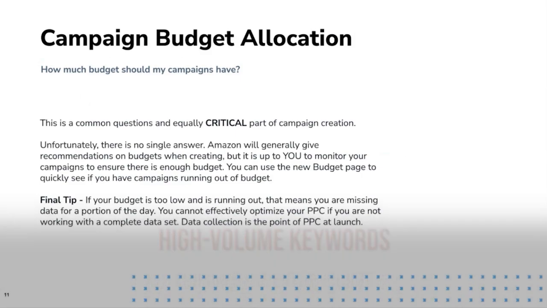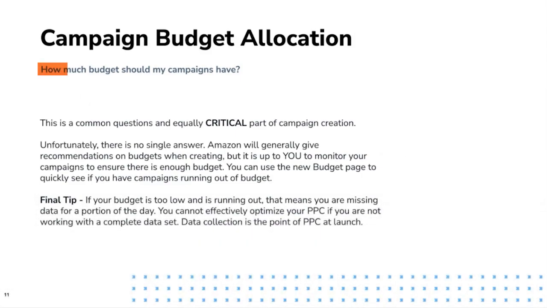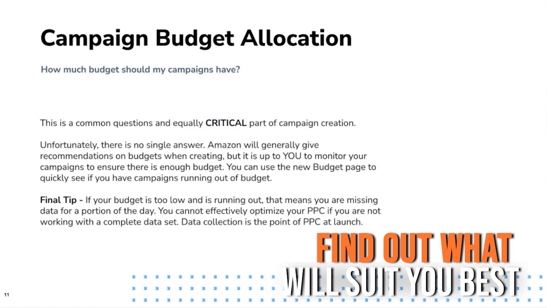So campaign budget allocation: how much budget should each of my campaigns have? Another question I get quite a bit. And unfortunately, there really is not a single answer that I like to give personally. Amazon does give you pretty good recommendations when you're launching campaigns about what budgets should be. It does look at your keywords. It does look at your product. And so you can leverage that. But really, it's up to you to monitor your budgets and see what is going to work best for you.